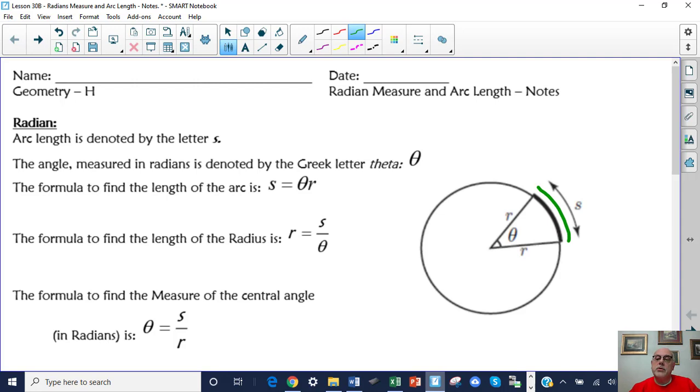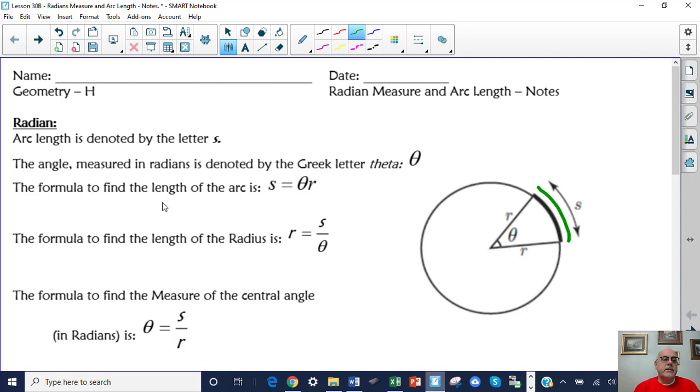Or if you know the measure of the angle and you know the length of the radius, you can figure out the length of the arc that the angle has intercepted. Or if you know the length of the arc and the measure of the angle in radians, you can figure out the length of the radius. So if the angle is measured in degrees, it doesn't make it as easy to do that.